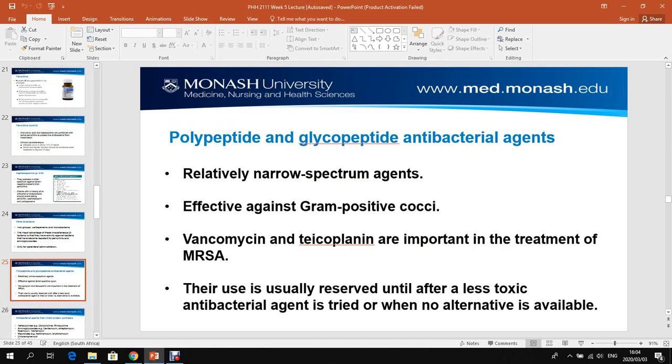Okay, there are still more groups of drugs, for example polypeptides and glycopeptide antimicrobial agents. Polypeptides are drugs formulated from a group of peptides, whereas glycopeptides are proteins which have sugars on them, and they are used as antimicrobial agents. Usually such agents are relatively narrow spectrum, which means they act against few bacterial species or microorganisms. They are usually effective against gram-positive cocci.